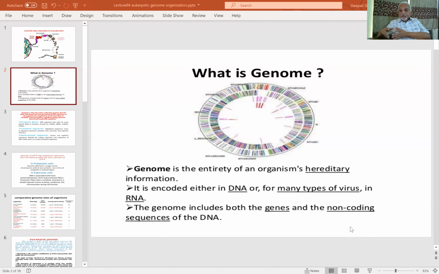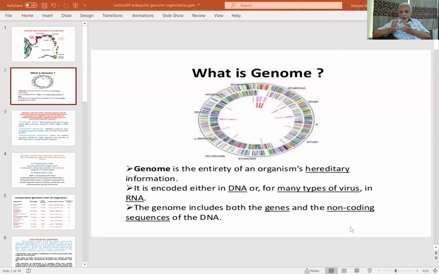Okay, and today we know that in the genome of an organism, the coding part of the DNA is very, very less. The majority of the genome or the DNA is not coding for any protein. And we will address this question of what it is there for if it is not coding for any protein.